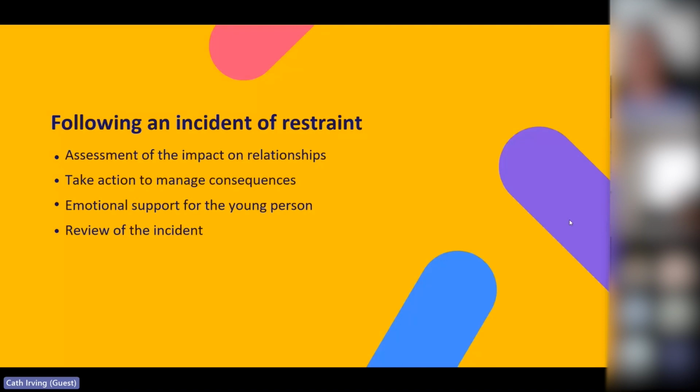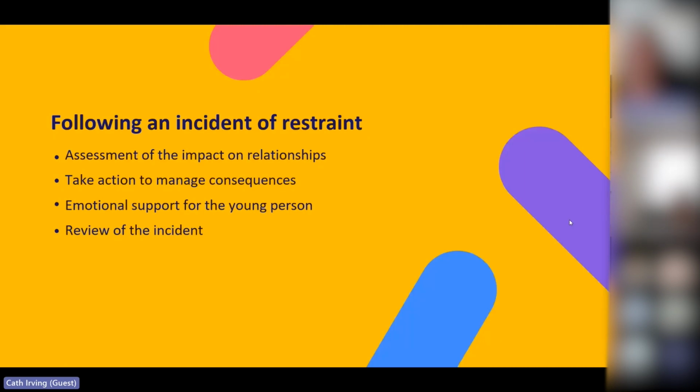So if there is an incident of restraint, as the guidance makes clear, this would be unusual, but in exceptional circumstances following an incident of restraint, settings should assess the impact of the incident on that young person and consider their relationships with staff and other young people who may be witness to that incident. And appropriate actions need to be taken to manage any of those consequences as well. This could include things like emotional support being provided to that young person by an appropriately trained member of staff as soon as practically possible, but ideally within 24 hours of the incident.